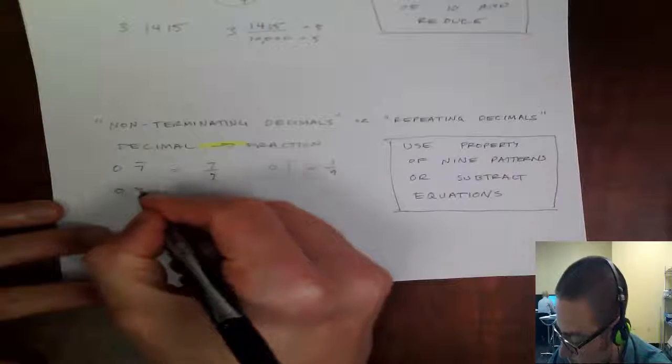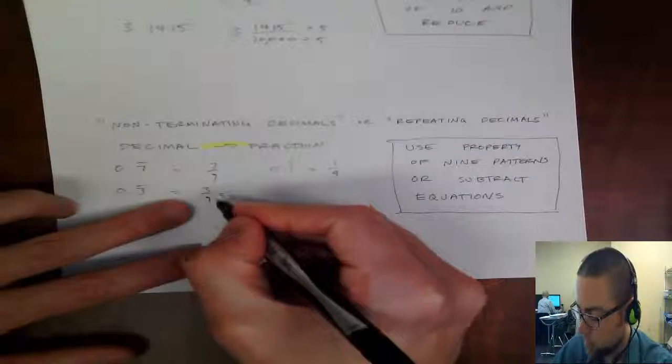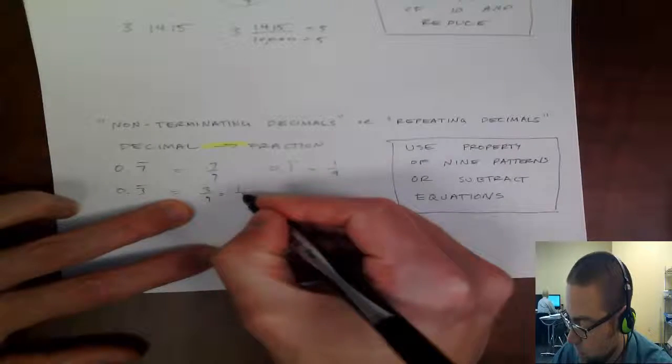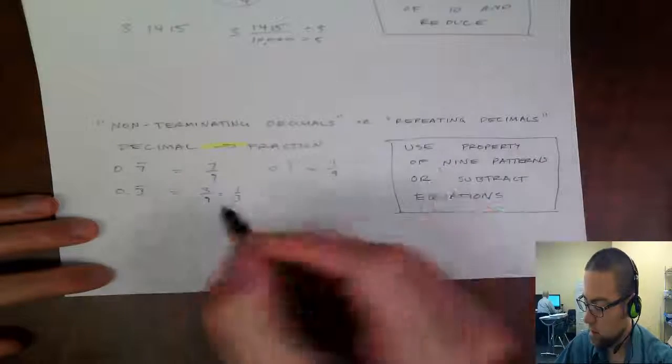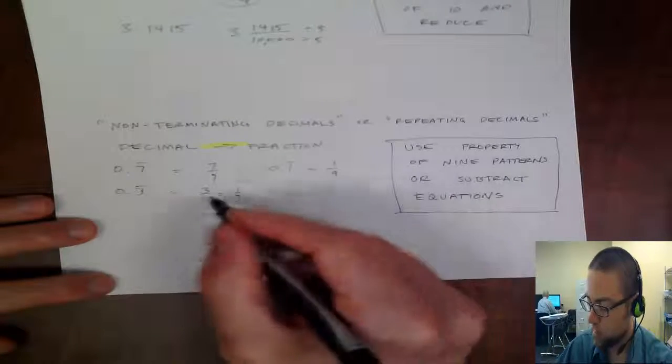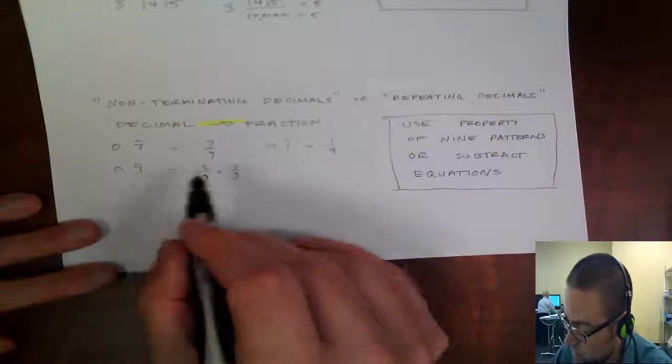And 0.3 repeating, remember that was 1/3, but you could put it over 9, 3/9, which you can reduce further, right? Divide both by 3, you get 1/3. So you can see that even the 0.3 and the 0.6 also can be reduced, right, to 2/3. So you can use the property of 9s.